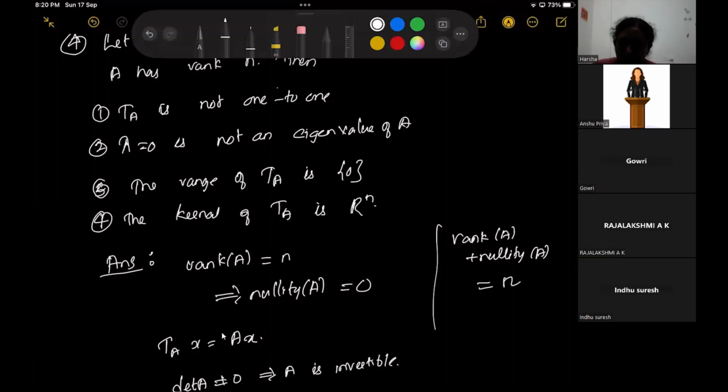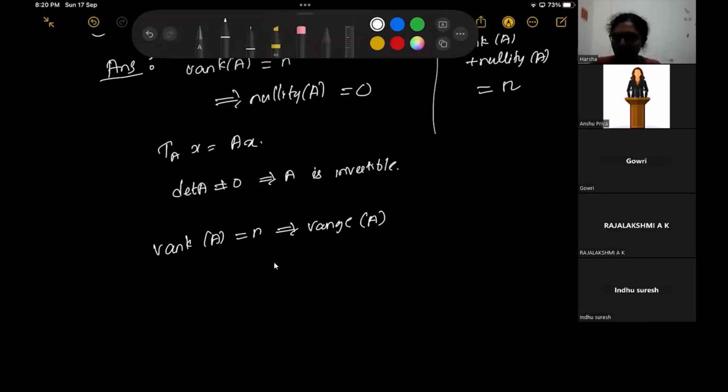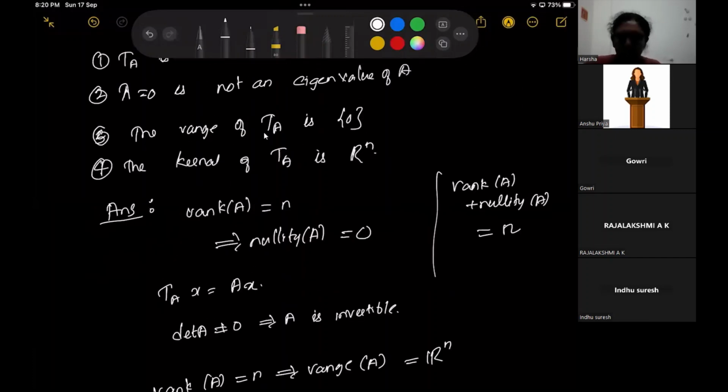So here A is an invertible matrix. Rank of A equal to n. Rank of A equal to n means the range of A has dimension n. Dimension n means it should be the whole Rn, right? So the range of A, or the range of TA, is Rn. The statement that the range of TA is 0 is false because the range of TA is Rn.